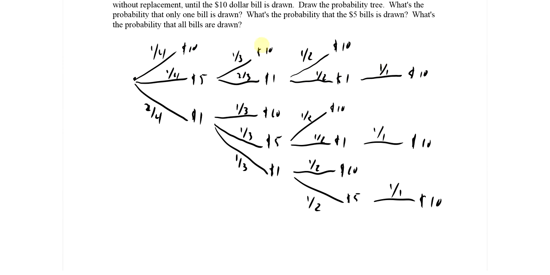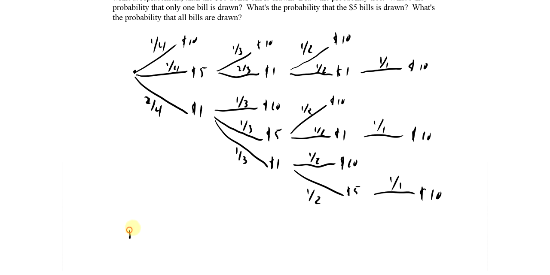Okay. So, what's the probability that only 1 bill is drawn? Well, there's only 1 branch that's only got 1 leaf on it, and that's this one. So 1 over 4. You've got a 25% chance of just drawing the $10 bill right out, and then you don't draw anymore.